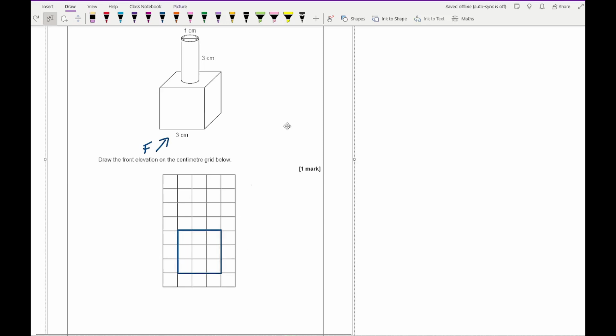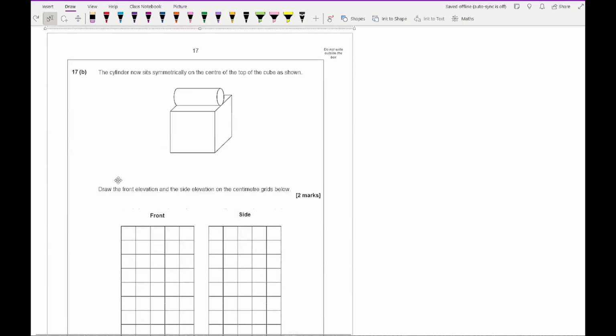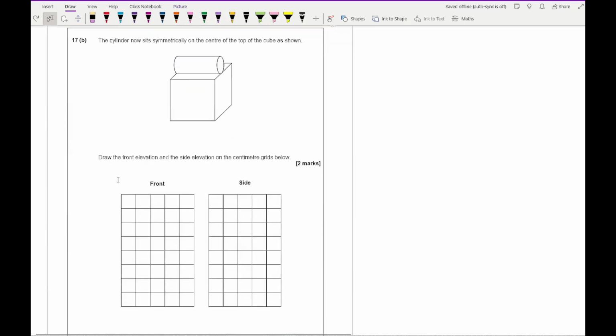And then what you want to do is draw a 3 by 1 rectangle, and again be as accurate as possible, in which you should end up with something that looks like this, and it has to be in that orientation with those exact measurements for you to get the 1 mark. For 17b, it says the cylinder now sits symmetrically on the center on top of the cube as shown. Draw the front elevation and the side elevation on the centimeter grid below.